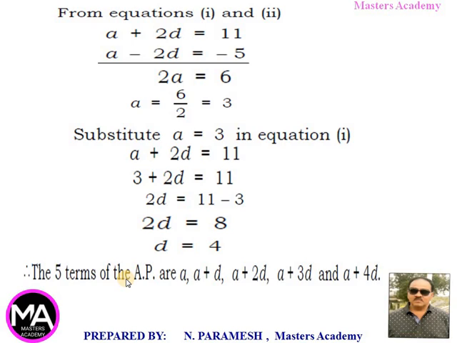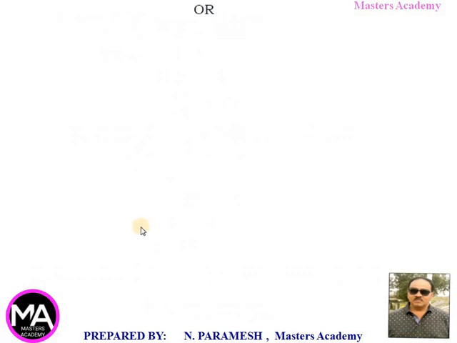Therefore, the 5 terms of an arithmetic progression are a, a plus d, a plus 2d, a plus 3d and a plus 4d. Substitute the value of a as 3 and d as 4. We are getting the final answer 3, 7, 11, 15, 19.